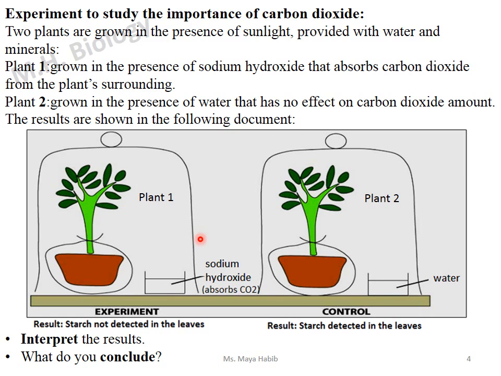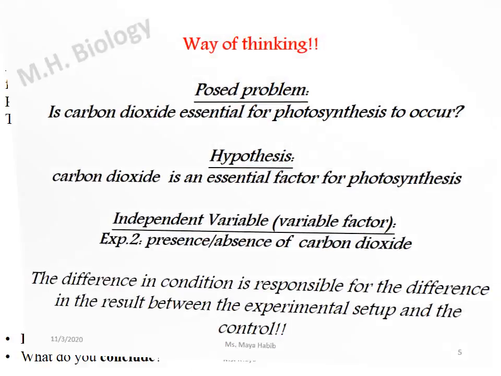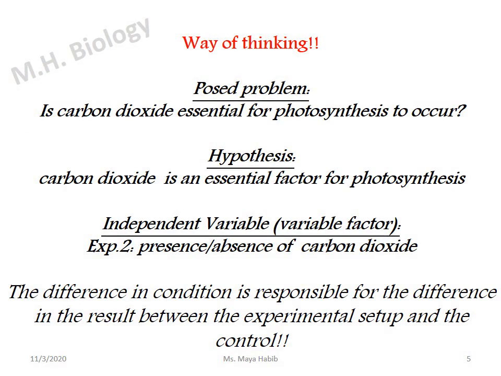Upon applying the iodine test on 1 leaf taken from each plant, the results show that starch is not present in the leaves of the first plant, but it is present in the control plant. First question, we have to interpret the results. Second question, we have to give a conclusion, based on the obtained experimental results. Before we answer any question, we have to think. What is the posed problem in this case? What is the hypothesis that we are trying to see if it is valid or not? What is the variable factor, which is the difference in conditions between plant 1 and plant 2?